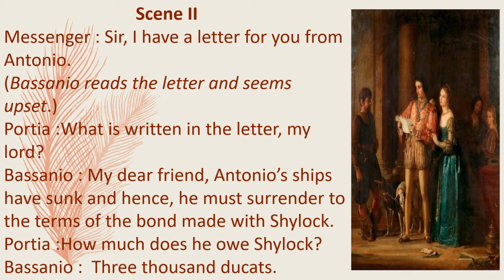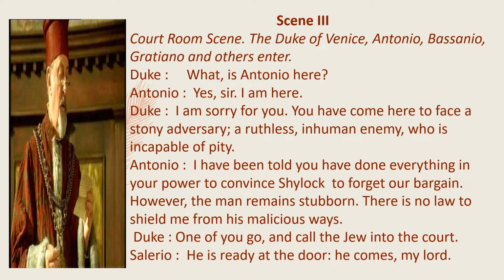Portia: How much does he owe Shylock? How much is he to pay back Shylock? And Bassanio replies that he is to pay back 3,000 ducats. When Portia learns about the amount of the bond, she immediately offers to pay 20 times over. That means 20 times the amount borrowed. However, the court hearing must take place. Bassanio and Gratiano immediately leave for Venice to try and save Antonio's life. After they leave, Portia plots with Nerissa, and the two women plan to go to Venice disguised as men.